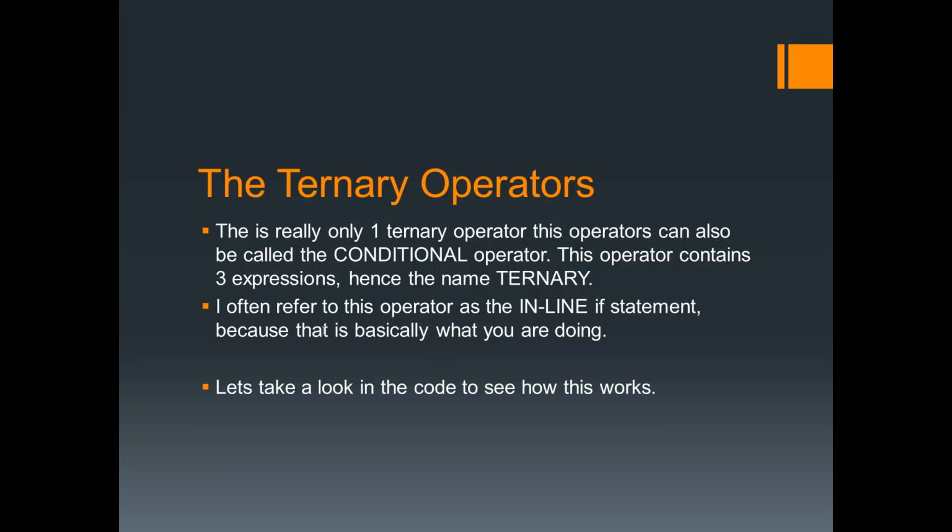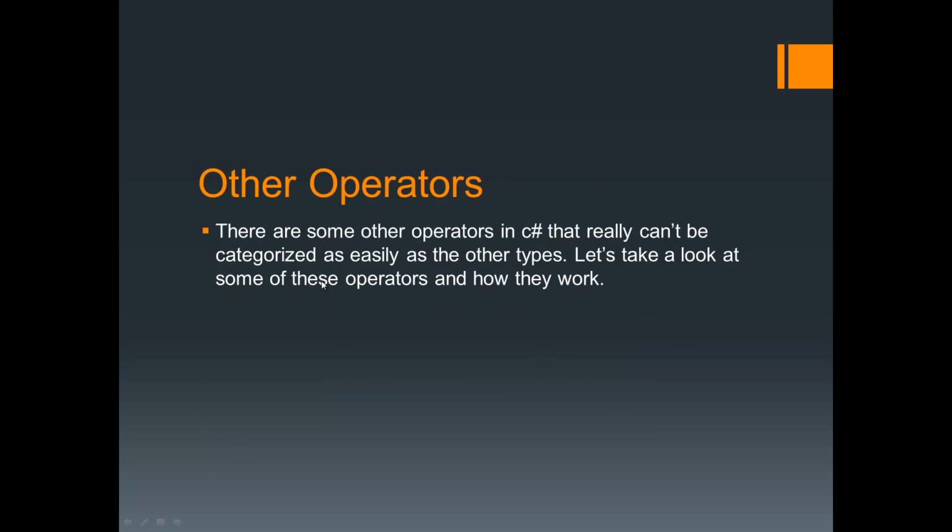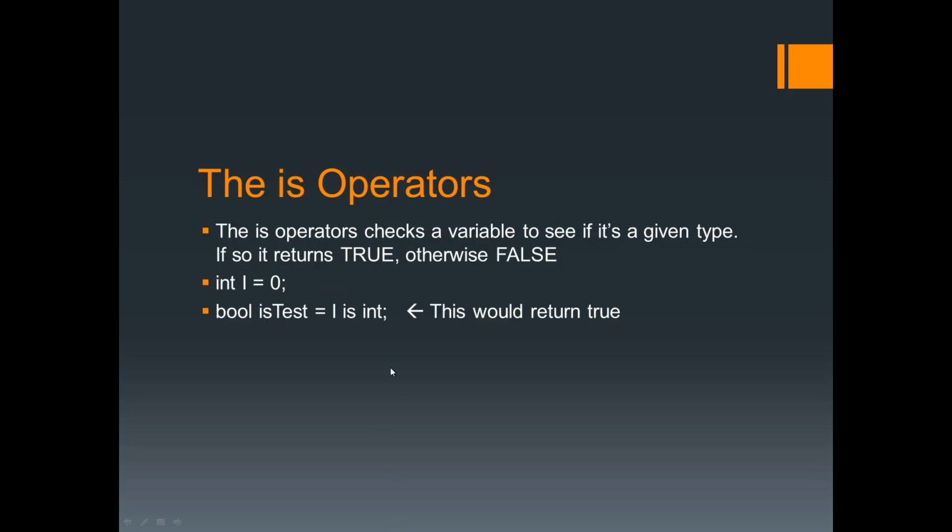So with that being said, let's go ahead and move on here. We'll go look at some of the other operators. These operators here in C#, like I said, they really can't be categorized. So we'll take a look at some of these and see how they actually work. First one we'll look at is the is operator. Basically, this checks to see if a variable is a given type, and it returns true if it is that given type. Otherwise, it's false.